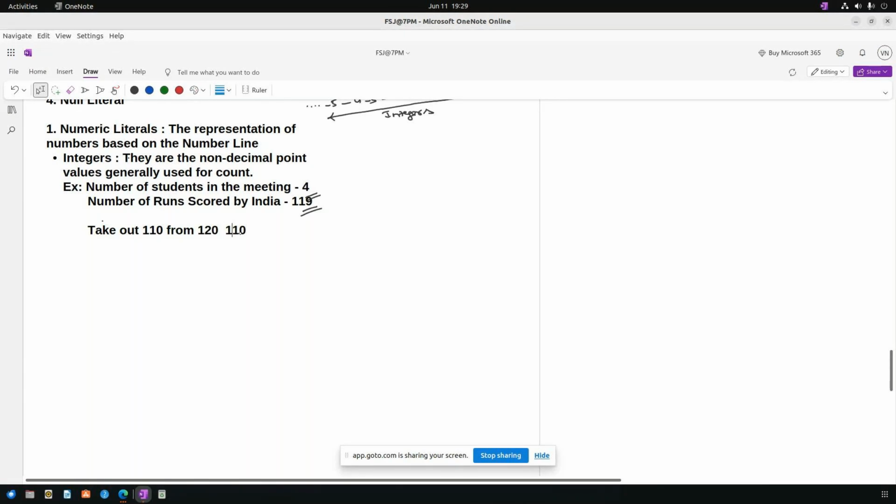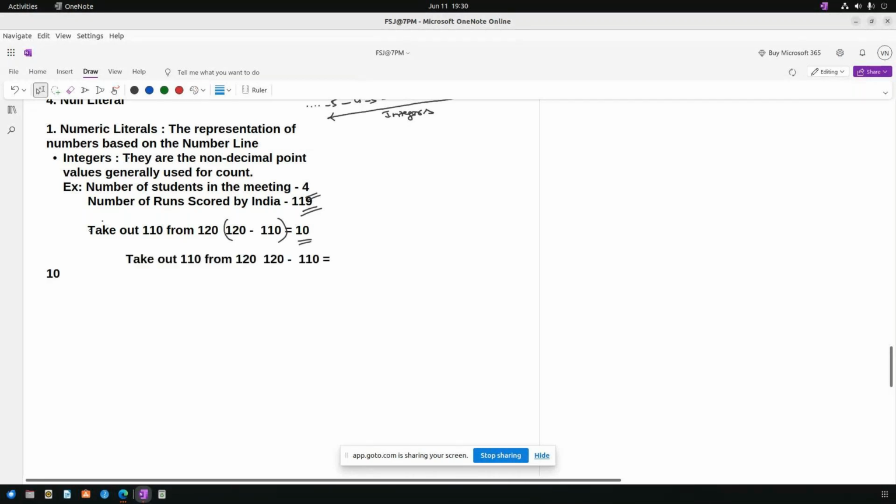110 from 120. So what is this basically? 120 minus 110. So this value is how much? The value is 10. Okay, now this is also an integer. It means it is also based on a calculation. So not only direct numbers, they can also be based on a calculation. So that is my point.